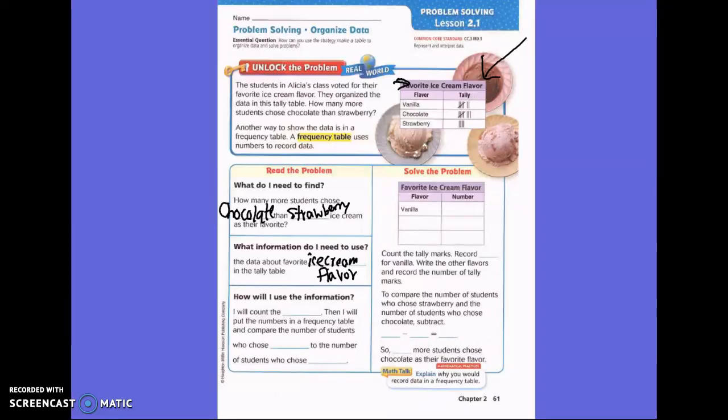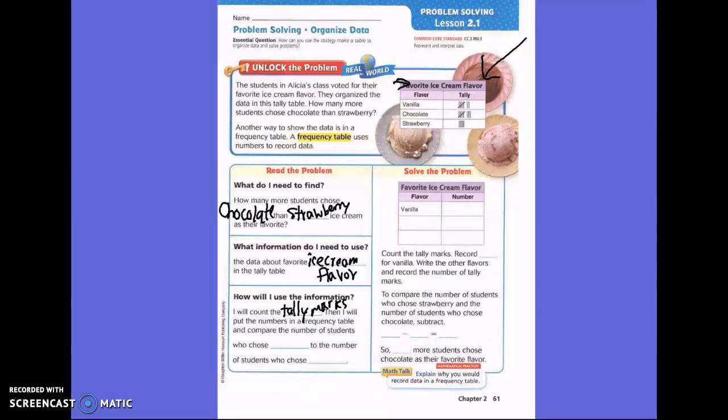Now, how will I use this information? I will count the what? What are we going to count? Tally marks. So write that down. I will count the tally marks.